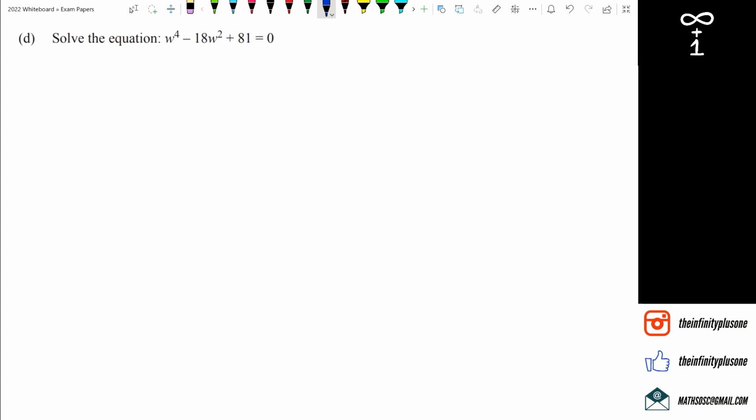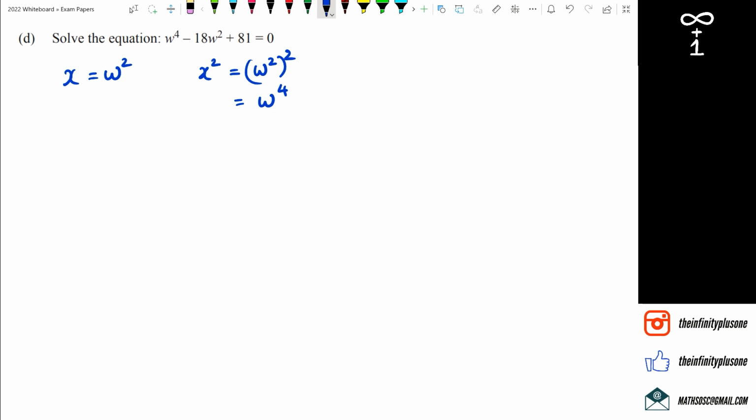So one thing to notice here is if you ever see something like this, just choose a different letter. Now they've actually put w to the power of 4 and w squared. What I'm saying is, instead of w squared, let's say we put x equal to w squared. Then we can say that x squared is going to be w squared squared, which just equals w to the power of 4. Now, what we're really doing here is just substituting, and then we're going to solve it later on.